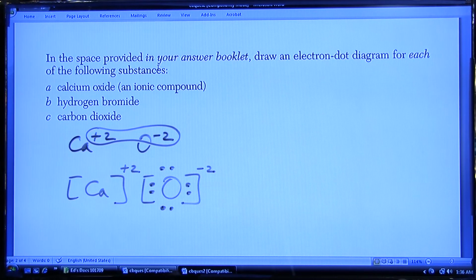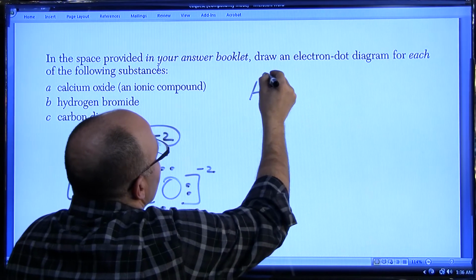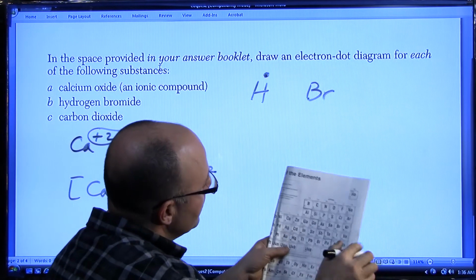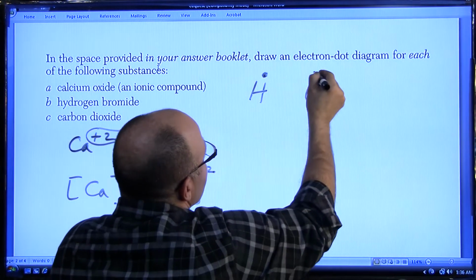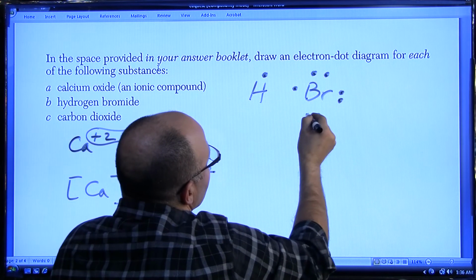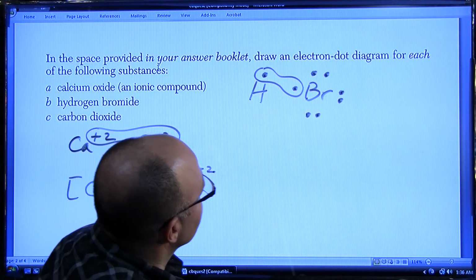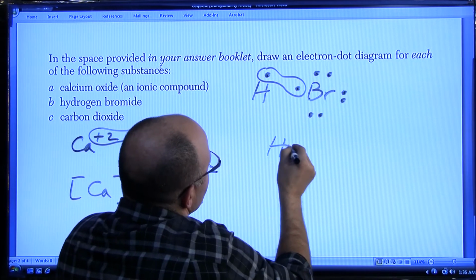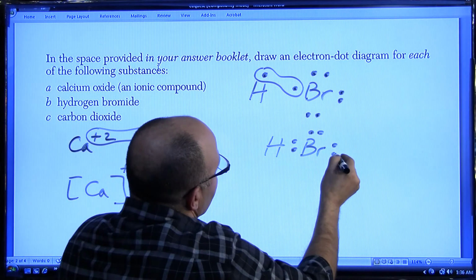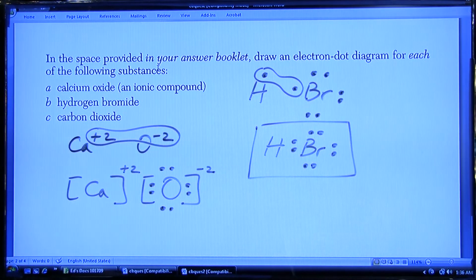Next, hydrogen bromide. Well, hydrogen has 1 dot, that's a non-metal. Bromine has 7 dots, group 17, so 7 electrons. Let's draw them separate first of all. So we're going to have to place these electrons that are shared between them. So your final answer would be H, place those 2 electrons between them, and draw in the remaining electrons. There it is. There's your hydrogen bromide.